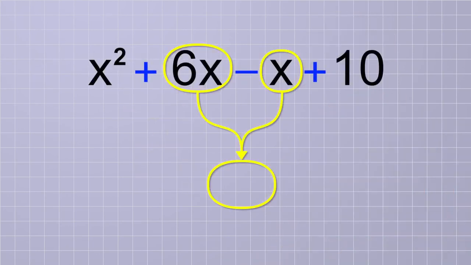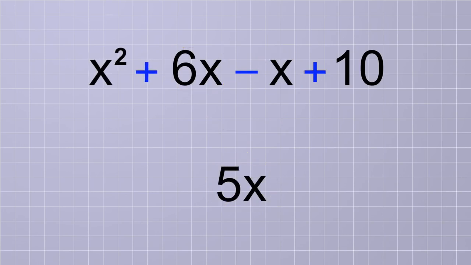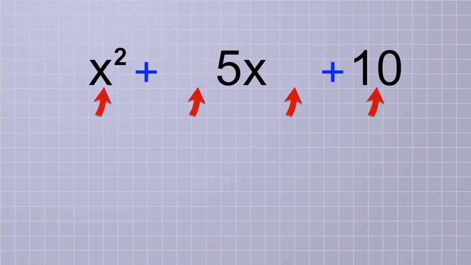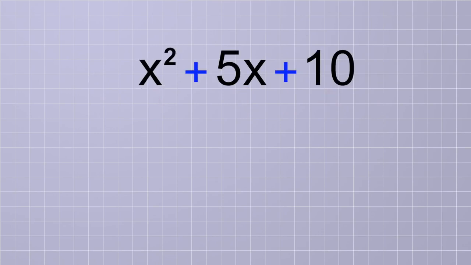6x minus x would just give us 5x, since 6 minus 1 is 5. Remember, if you don't see a number part in a term, then it's just 1. So this polynomial started with 4 terms, but simplified to 3 terms. x squared plus 5x plus 10.